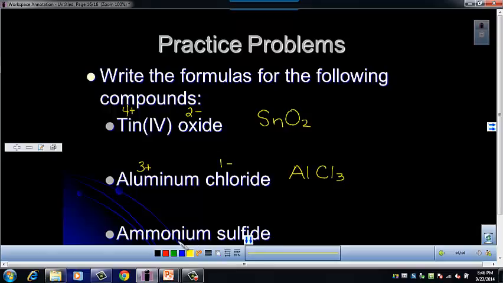This last one is ammonium sulfide. Ammonium, hopefully you recognize from your reference table, your polyatomic ion chart, has a 1 plus. Sulfide, because it has that IDE ending, is from sulfur. So sulfur will gain 2 electrons, so it has a 2 minus charge. The least common multiple of 1 and 2 is 2. So in order to get a 2 plus, I'm going to need 2 ammoniums. Remember, with a polyatomic ion, we write it in parentheses and put the subscript on the outside, and then 1 sulfur: (NH4)2S.